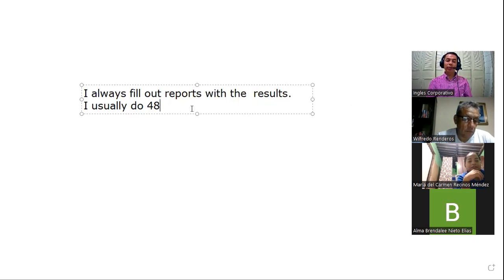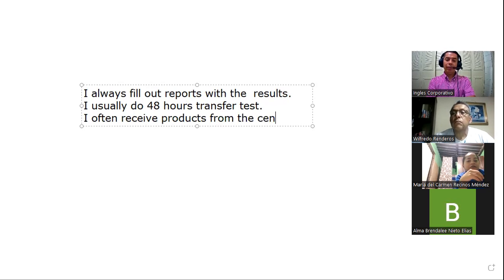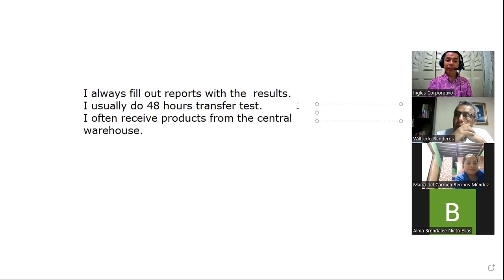Okay, María. I usually do 48 hours transfer test. I often receive, I don't know if that is pronounced right. Yeah, receive. Products from the central warehouse. Yes. Okay. I always fill out reports with the results. I usually do 48 hours transfer test. I often receive product from the central warehouse.